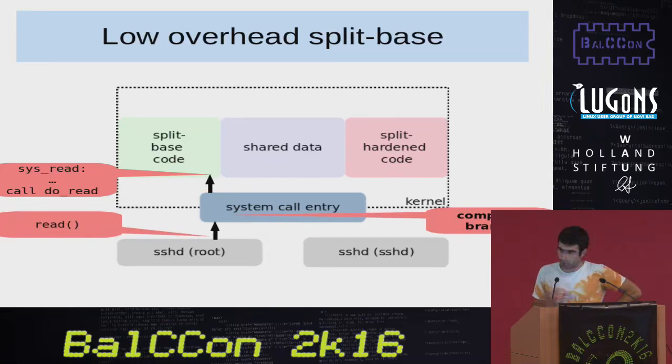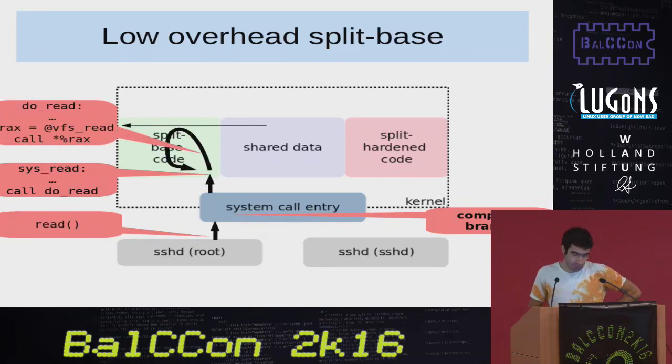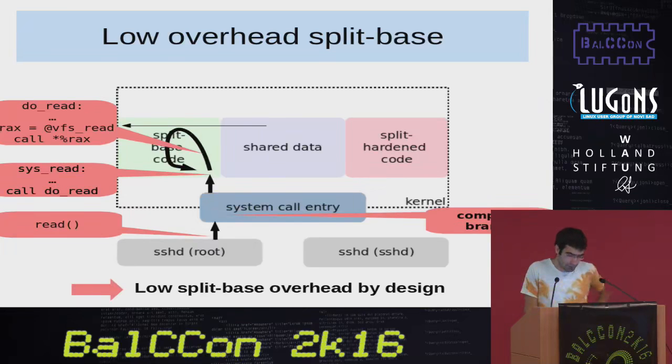So in this case, we have a function called sysread that will call another function called doRead. And doRead, just to make things a little bit interesting here, is actually making an indirect call to the function VFS_read. So the register array X is taking the value of VFS_read, and then we're jumping into VFS_read, right? All right. So this means that we'll have low overhead by design because we basically did not change anything to the way the system call normally operates. We didn't really add any code, right?